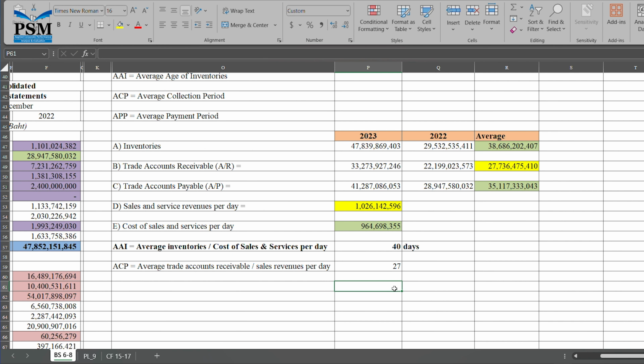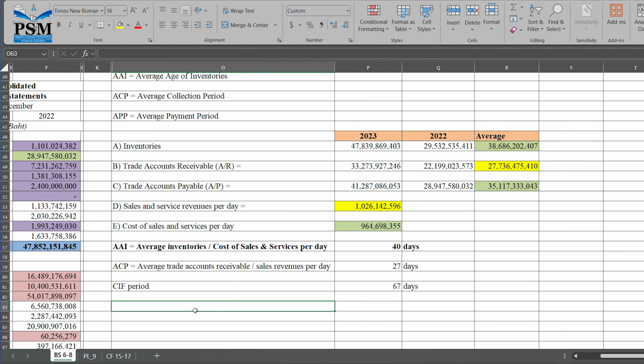If we add these two together, 40 days for selling the goods plus 27 days for collecting the money, it takes 67 days for Panchak Corporation to sell and collect cash from the customers. 67 days. That is called cash inflow period.